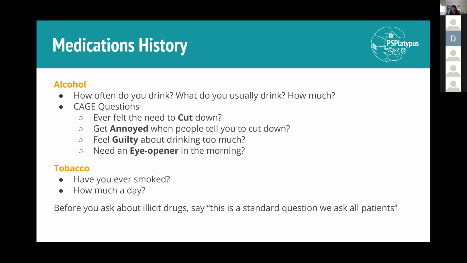And so illicit drugs, again, people are uncomfortable talking about this stuff, so you need to make them comfortable. So you'll say things like, this is a standard question we ask all our patients, because it is. You'll ask all your patients this. I don't care if they're a 4-year-old, well, not a 4-year-old. You're not going to ask really young children about it. But you would ask a grandma or something about it, because, hey, they might.